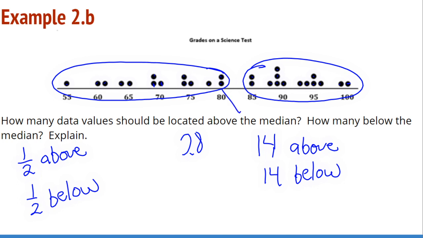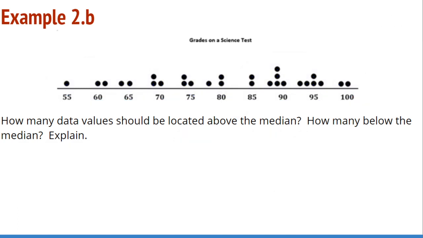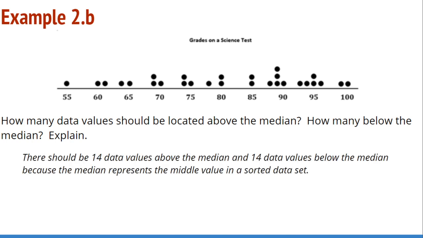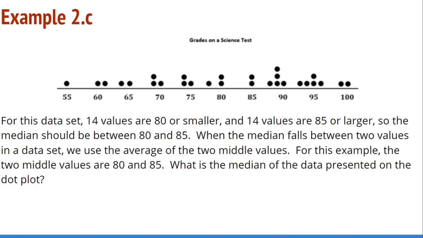So the median is somewhere in here, somewhere between 80 and 85. Now, of course, the question is, how do I decide which number between 80 and 85? And we'll talk about that in a minute. So for this data set, 14 values are 80 or smaller, so that's this direction, and 14 are 85 or larger. So the median needs to be between 80 and 85.